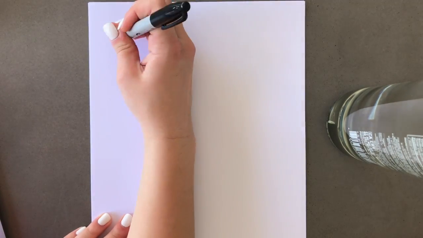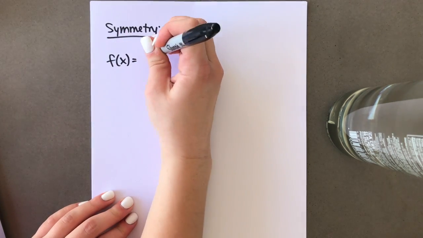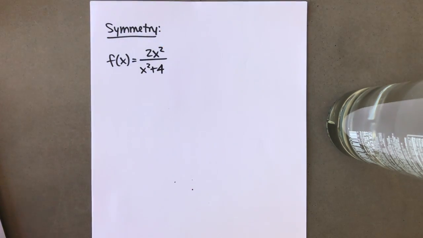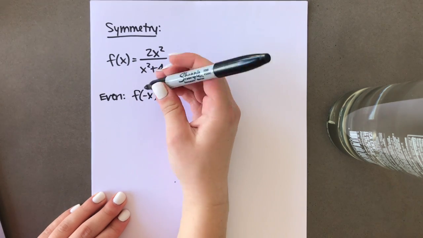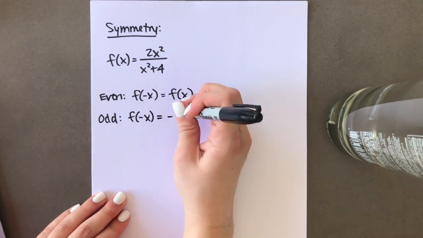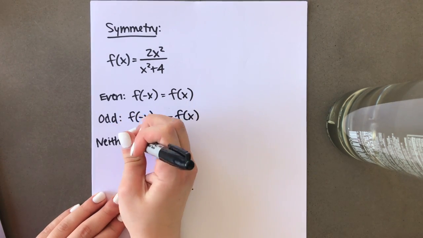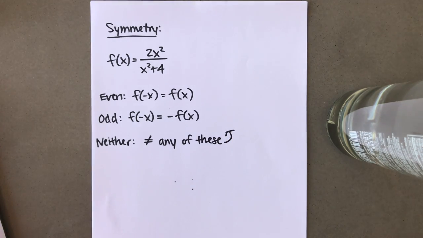Next, I'm going to calculate the symmetry. First, I'm going to copy down the original equation. And in order to find symmetry, I need to plug in negative x. For a function to be even, f of negative x has to equal f of x. For a function to be odd, f of negative x has to equal negative f of x. For an equation to be neither, it doesn't equal any of these.